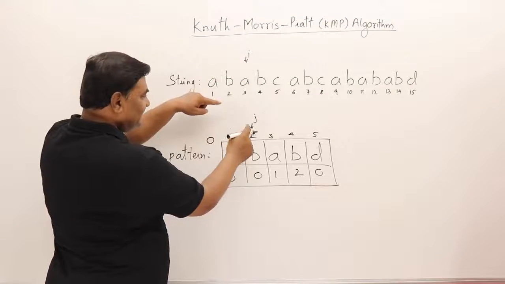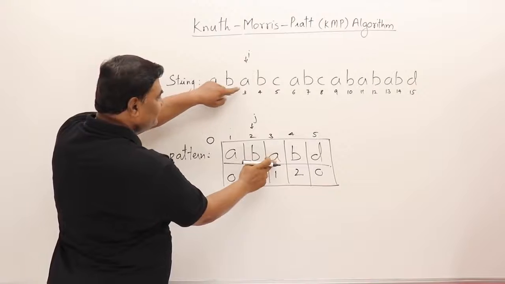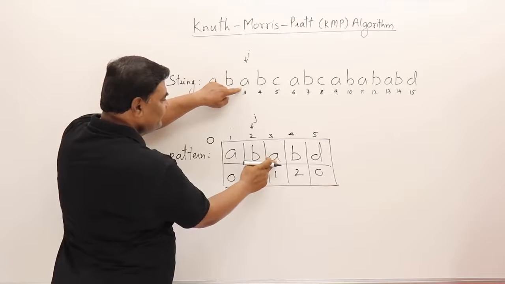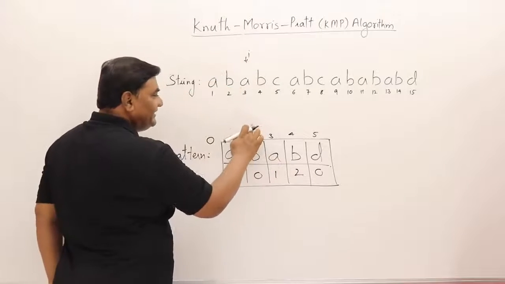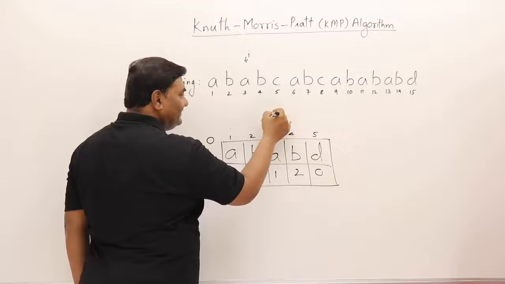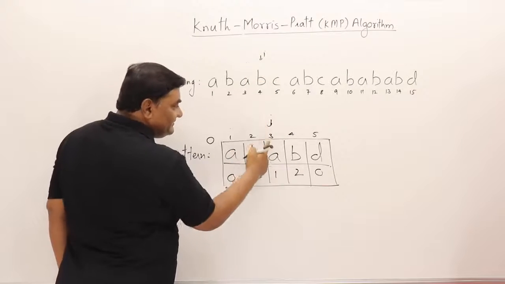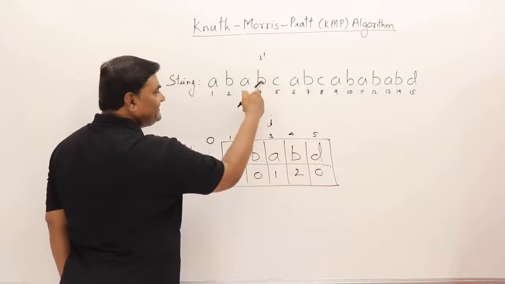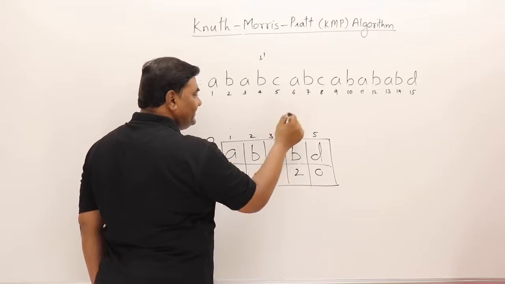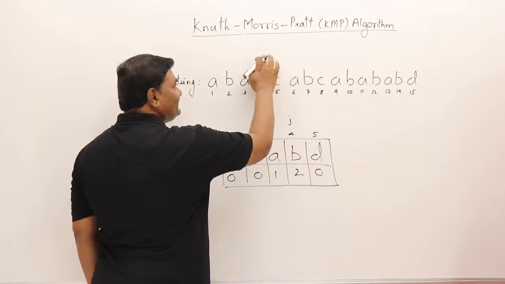Now this J plus 1, yes, this is matching. This is matching J plus 1. So move J as well as I. Now J plus 1 is B and I is B. They are matching. So move J as well as I.